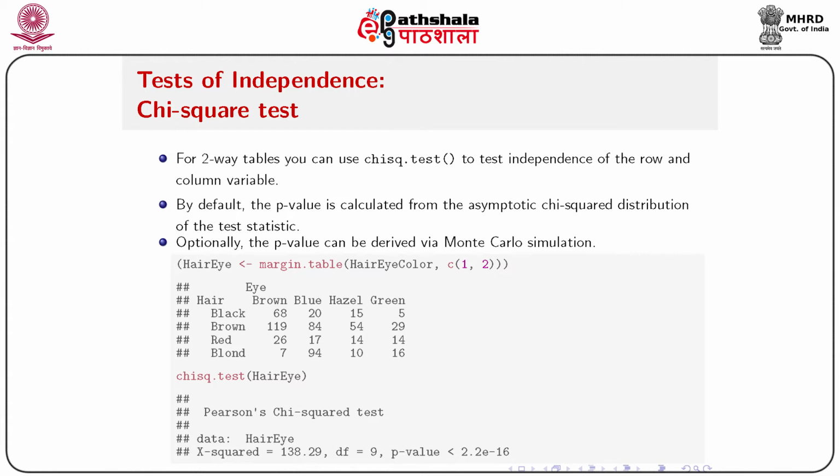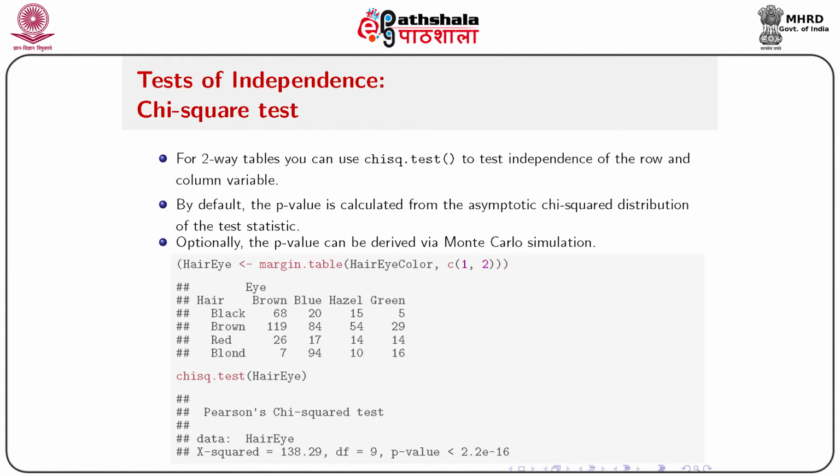Next we will move to tests of independence, starting with the chi-square test. For two-way tables, you can use the chisq.test function to test independence of row and column variables. By default, the p-value is calculated from the asymptotic chi-square distribution of the test statistic. Optionally, the p-value can be derived via Monte Carlo simulations, which you can specify while you are calling that function.